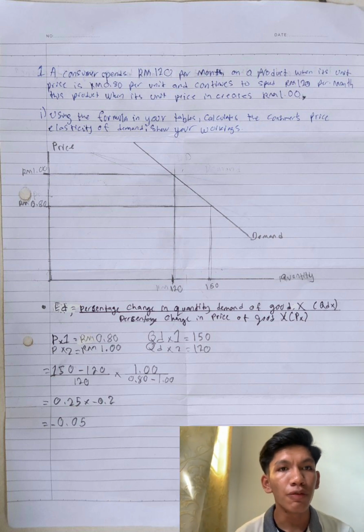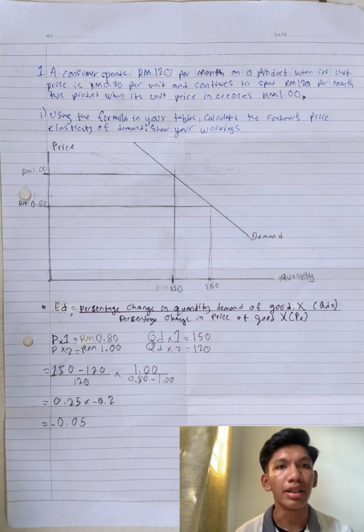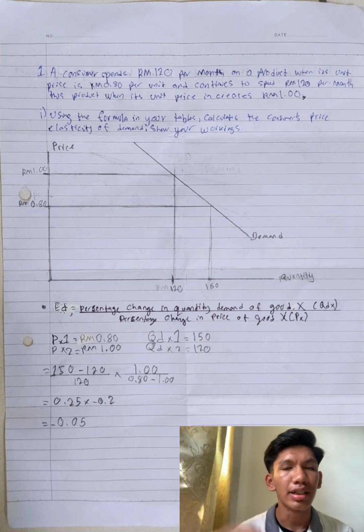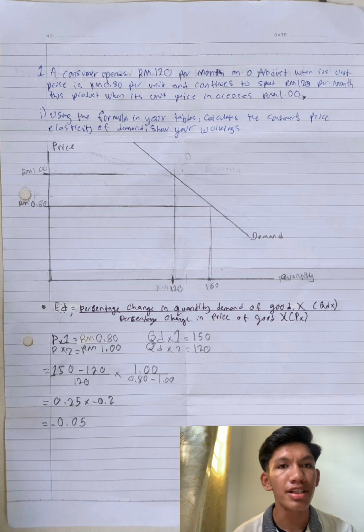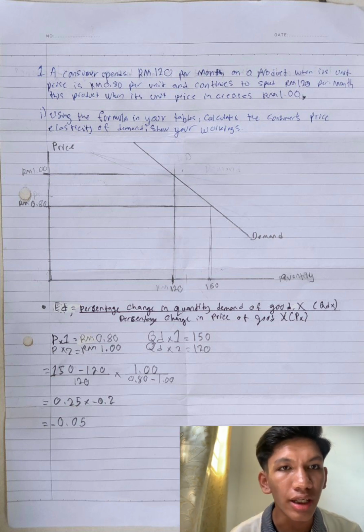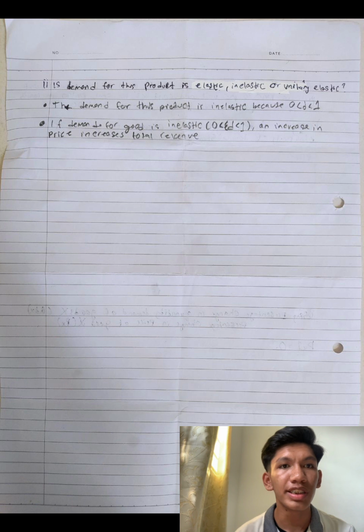when the price of a product increases, the demand will be low, and when the price decreases, the demand increases. As you can see from my working calculation, the price elasticity of demand that I got is inelastic. So for the second part of the first question, I will explain what inelasticity is.